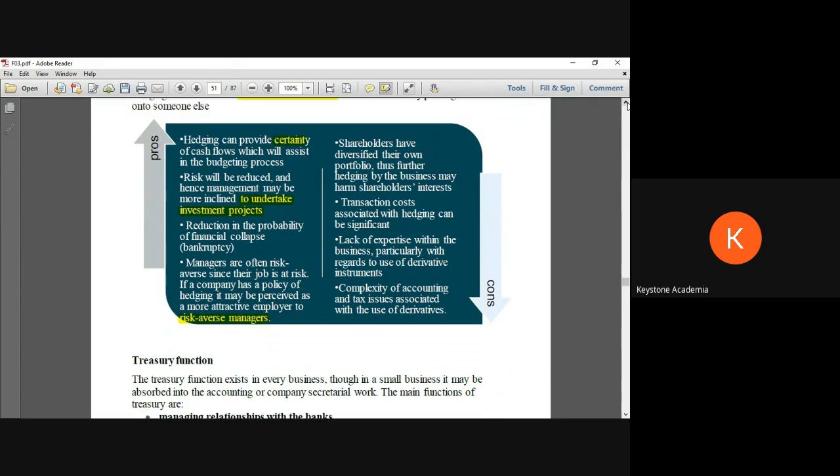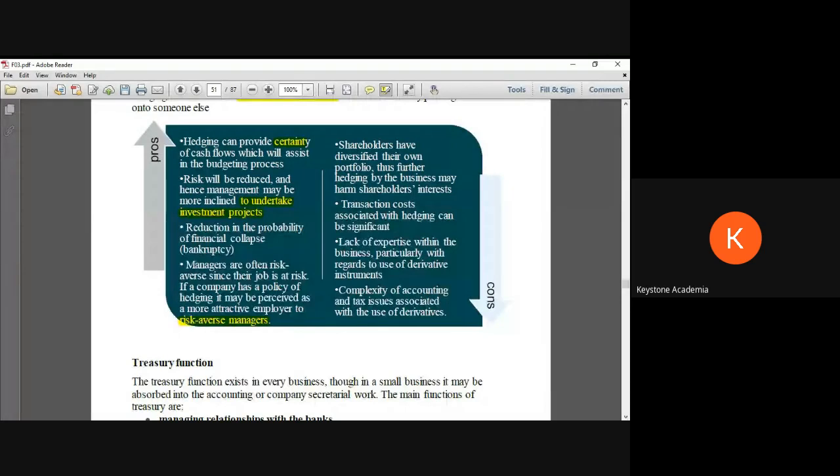What else can be the pros? There are so many. Can you think of one or two? What else can be the benefit for us? Yeah, Farah, you can start.